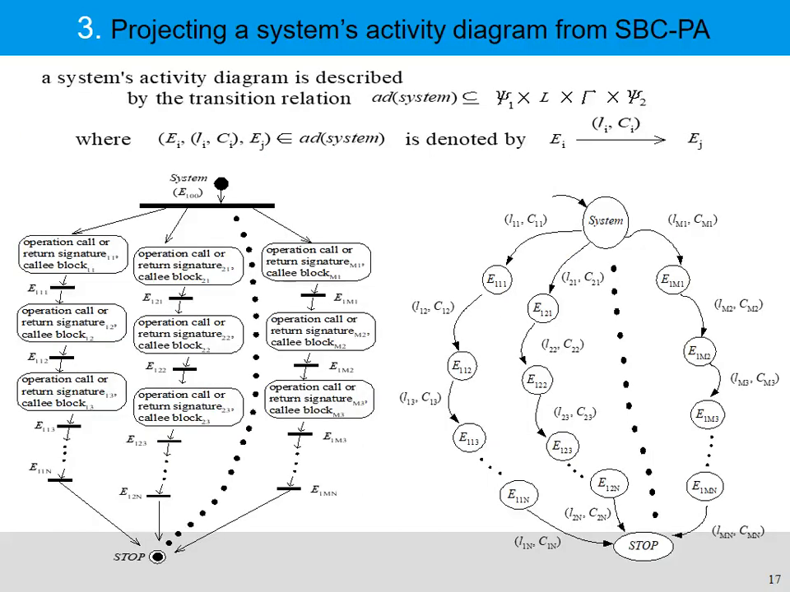A system's activity diagram actually can be described by a transition relation with 4 attributes. The first and the fourth attributes are states. The second attribute is the operation call or return signature. The third attribute is a COI block.